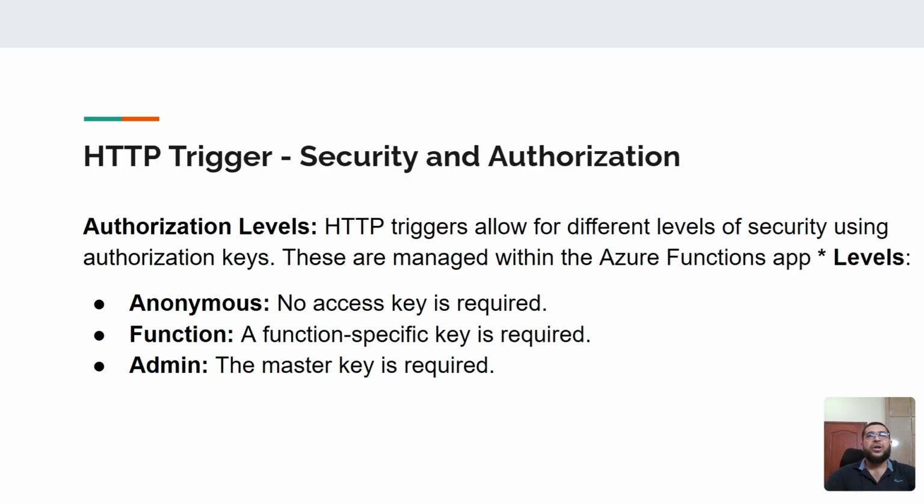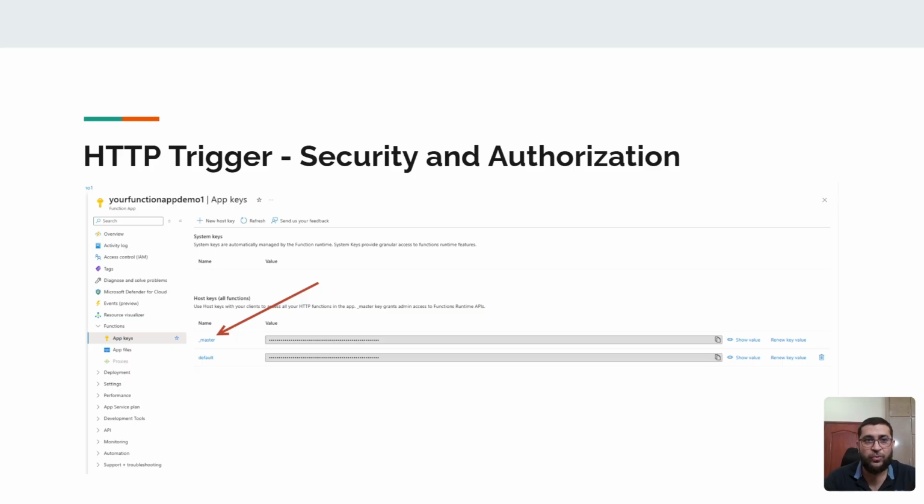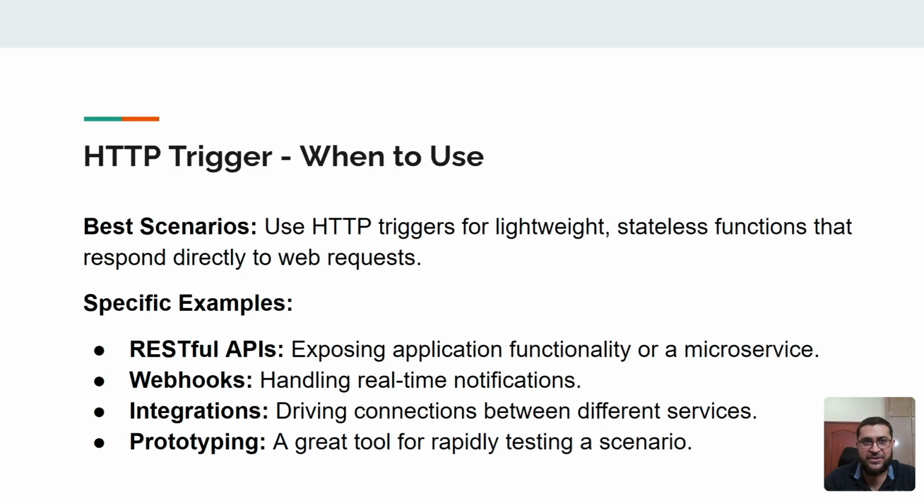When you design an HTTP trigger, there are some authorization levels. The HTTP trigger allows different levels of security using authorization keys. We have anonymous, which needs no access key, and function, where a function-specific key is required. The other one is admin, which needs a master key. For example, if you go to the Azure portal and open the function app keys, you will see the master and the default key. So you will need this key to work with HTTP triggers.